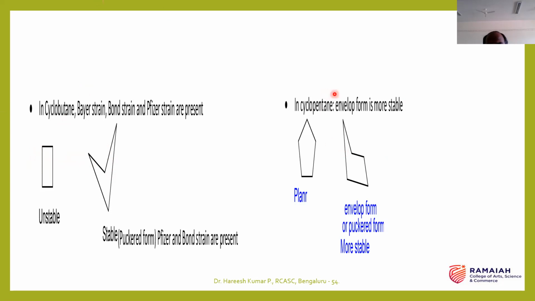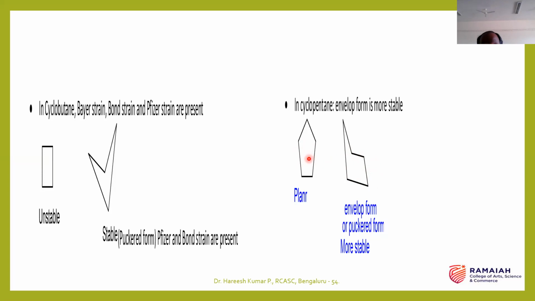If you are looking at a 5-membered ring, more particularly it's called cyclopentane. This one is called the planar one, and this one is called the envelope one. The envelope is also called the puckered one, and the puckered one is the more stable one, more particularly called the envelope form. The envelope form is more stable compared to the planar one.